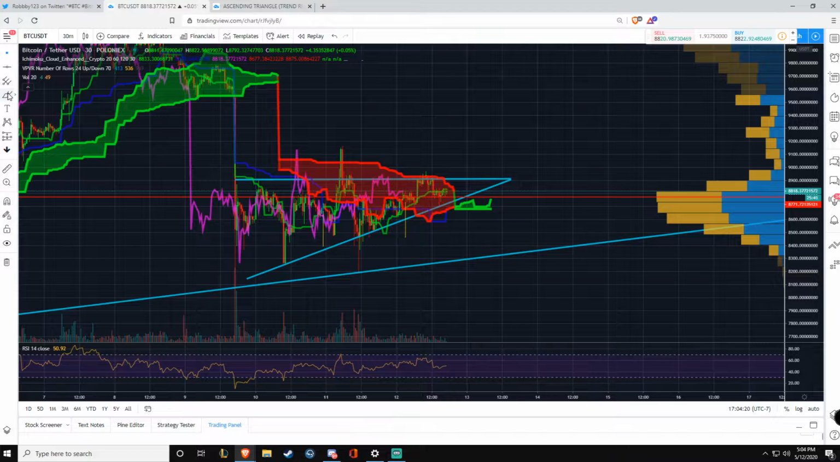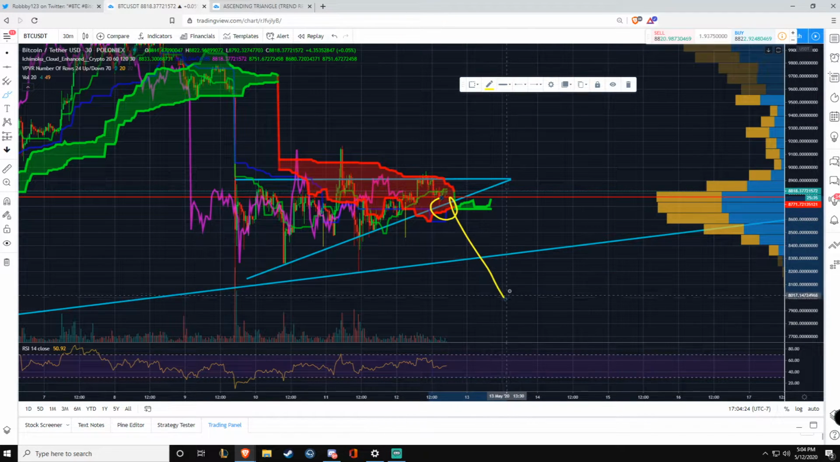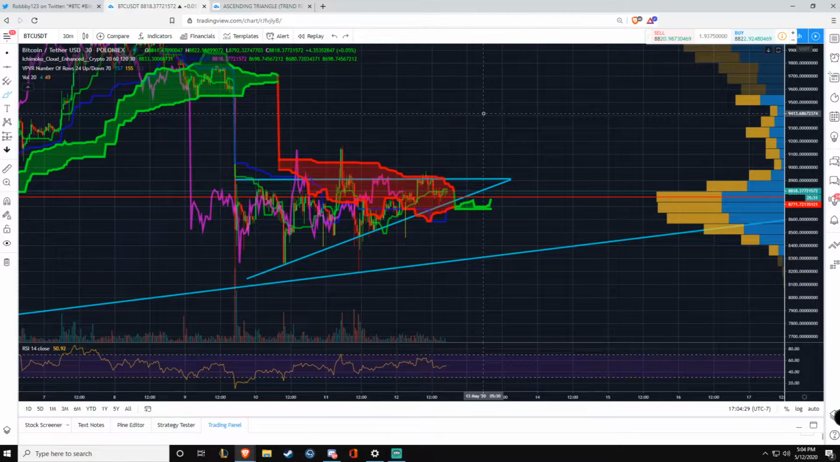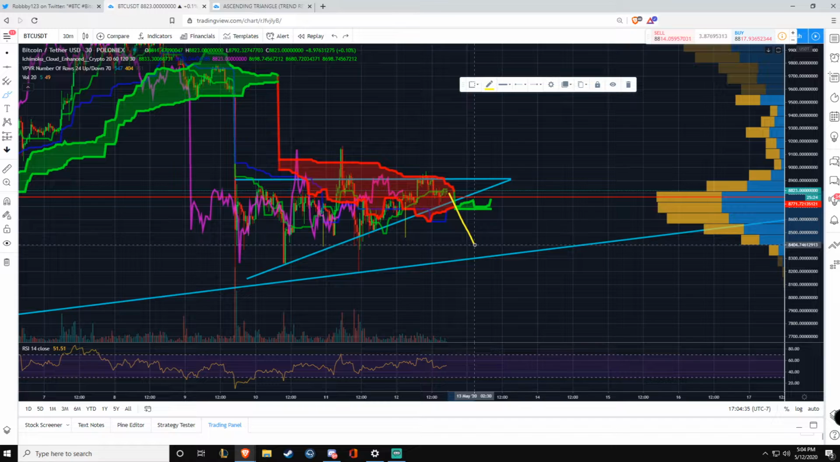And the ascending triangle is one or the other. If the support falls out, then boom, continuation. If the resistance falls out, boom, reversal. You don't know until it happens, right? So, bearish scenario, it breaks down. Let's say we break down.